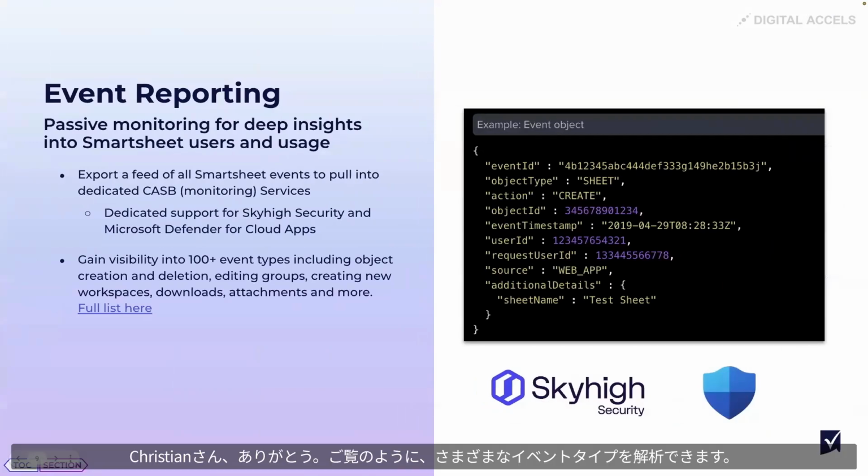Excellent. Thank you, Christian. As he was highlighting, as you saw, there's a lot of different event types that you can start to parse. And as you can see, the feed does have a lot of insightful information that allows you to audit what's happening and then be able to monitor and take action on what's going on too. There are over 100 different event types that you can start to pull. They generally fall into 4 categories of object events, user and access events, sharing and export events, and API token events as well.